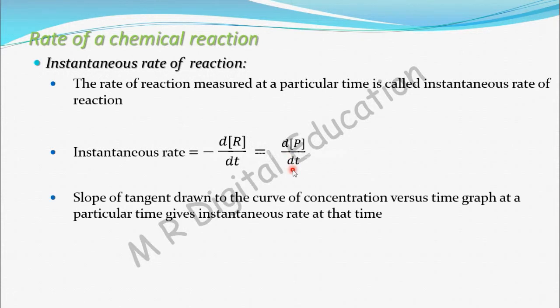How can you find this instantaneous rate of reaction? For that we have to draw a graph of concentration versus time. You will get a curve, and at time t we have to draw a tangent, and the slope of that tangent will give you instantaneous rate at that time.